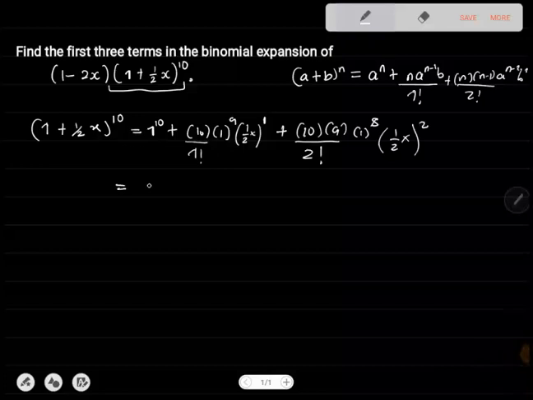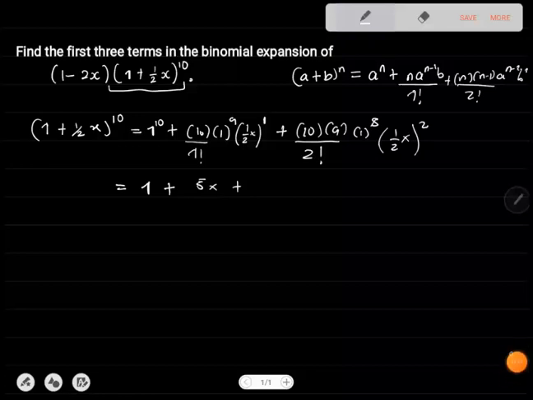So what we get here is just 1. And we know that this is still 10. 2 into 10, you get 5, so 5x. Plus 10 times 9, you divide by 2 factorial, which means 2 times 1, it's just 2. Then we are dividing 90 by 2. What do you get? You get 45.